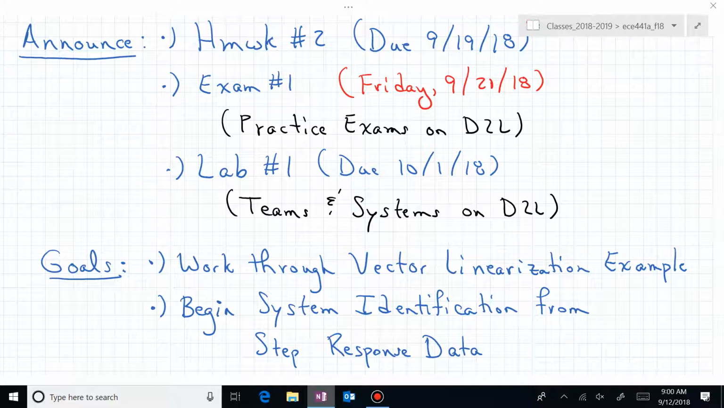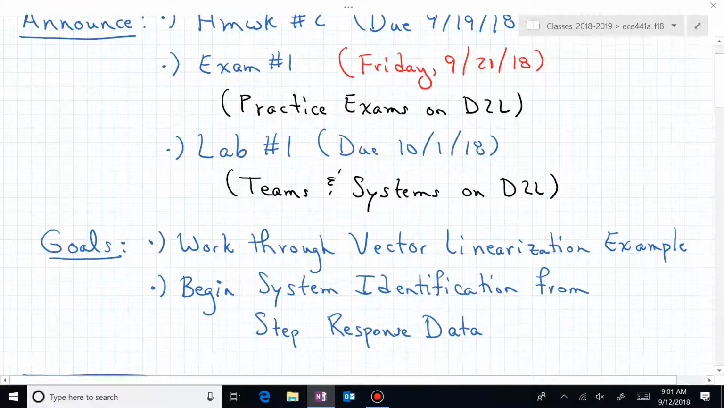But you should be able to get your team member assignments from D2L and also the system associated with your team number for executing the lab. And that particular system, the spring number and the number of masses, will follow you throughout the semester in the subsequent labs. So you'll be using the same system throughout the semester.